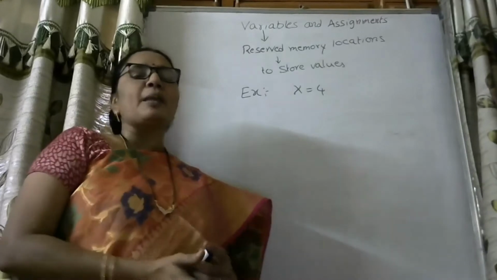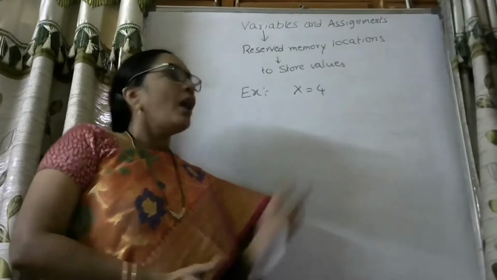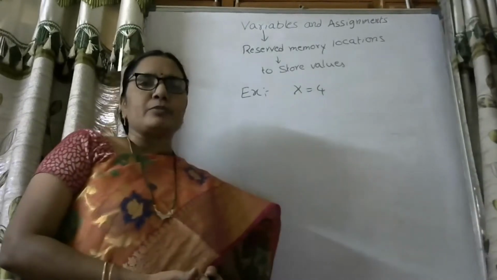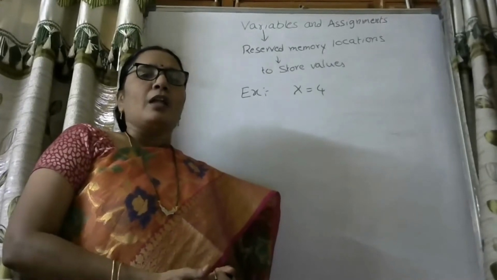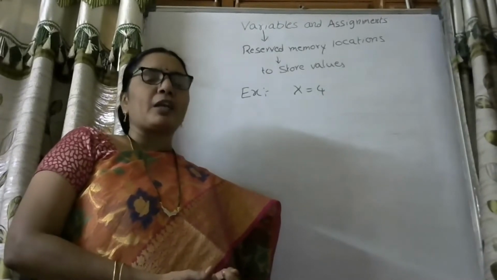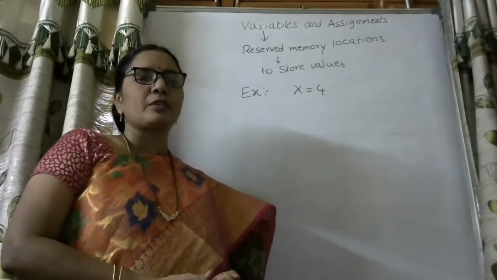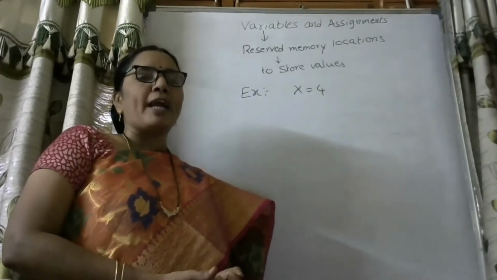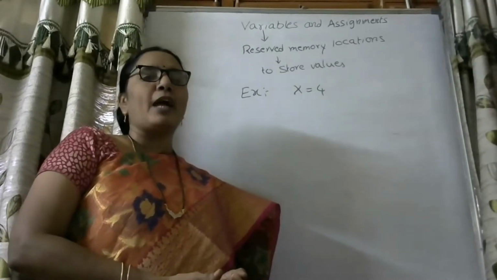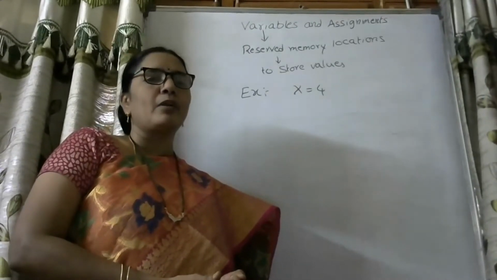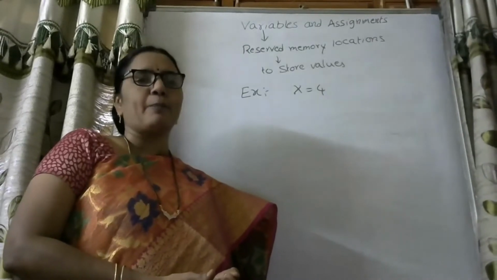This is a simple assignment expression. The equal to symbol acts as an assignment operator. The assignment operator consists of two operands. One operand is to the left hand side of the equal to operator and another is to the right hand side of the equal to operator.